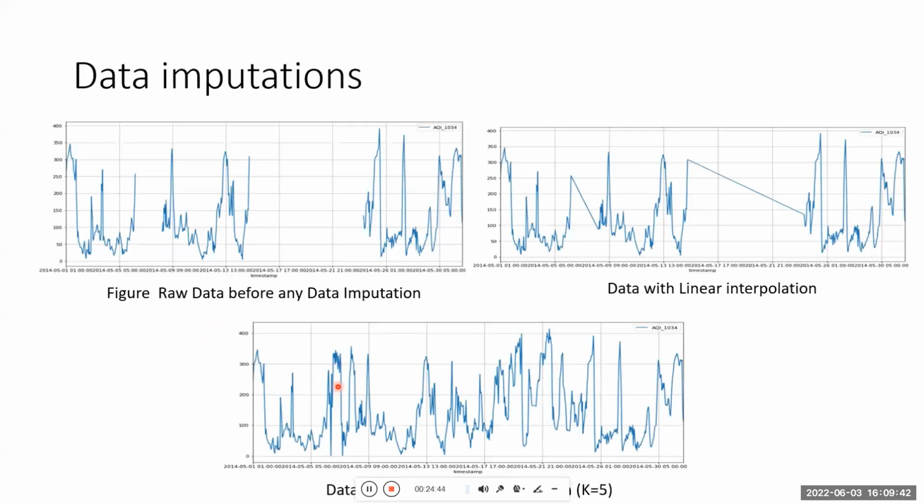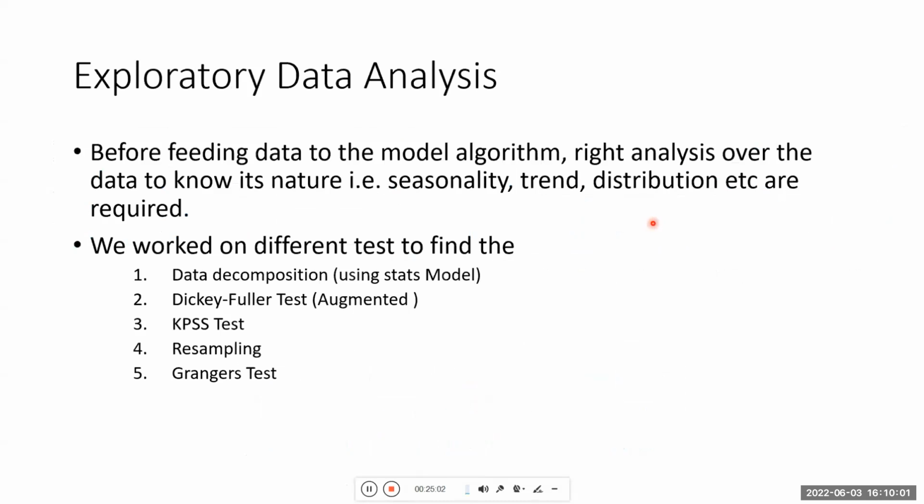So this diagram shows the raw data before the data imputation, then the linear interpolation, and then the KNN when k equals 5, which shows a pretty good interpolation compared to the first and the second diagram. Then we did some exploratory data analysis.